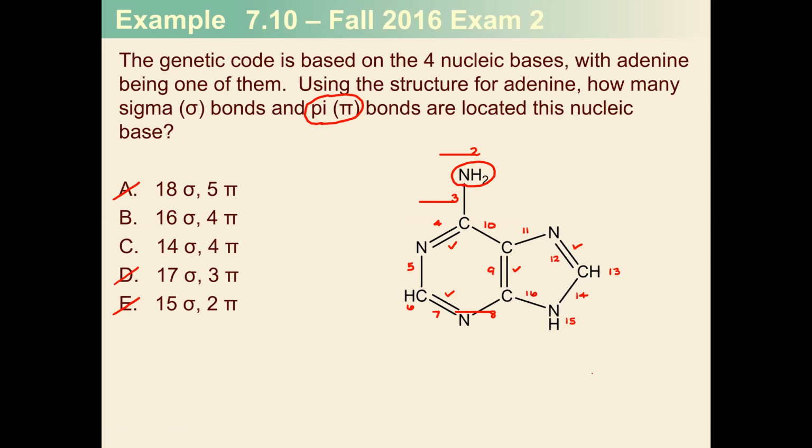It is best when you get a problem such as this to write as you're going through all of the bonds. So as we see in this example, our answer B is going to be correct, in which we have 16 sigma bonds in our entire molecule and 4 pi bonds.